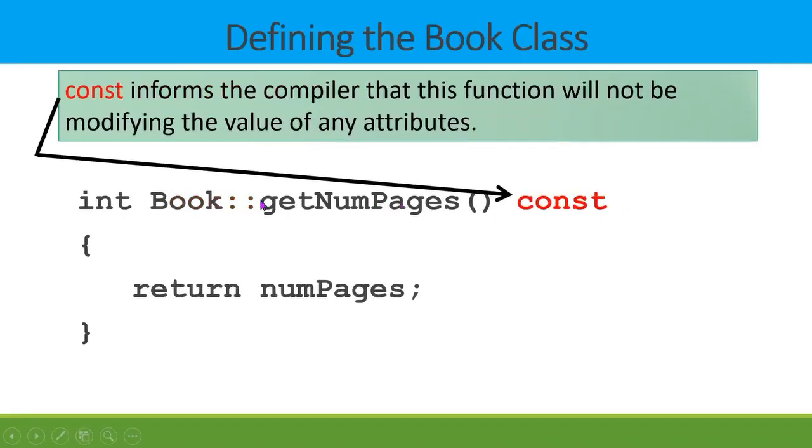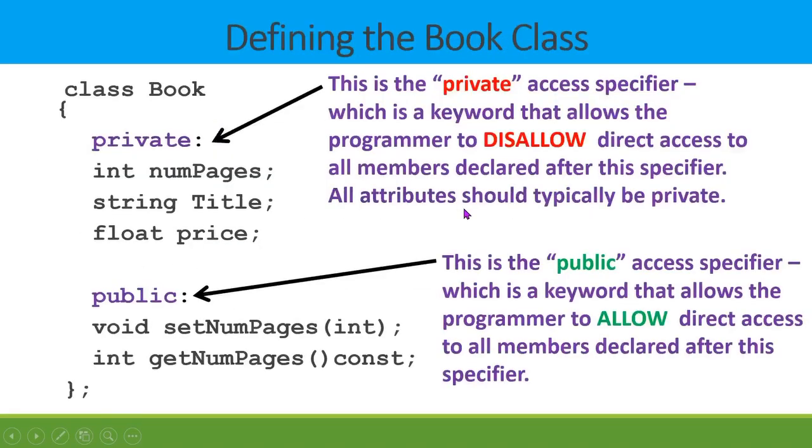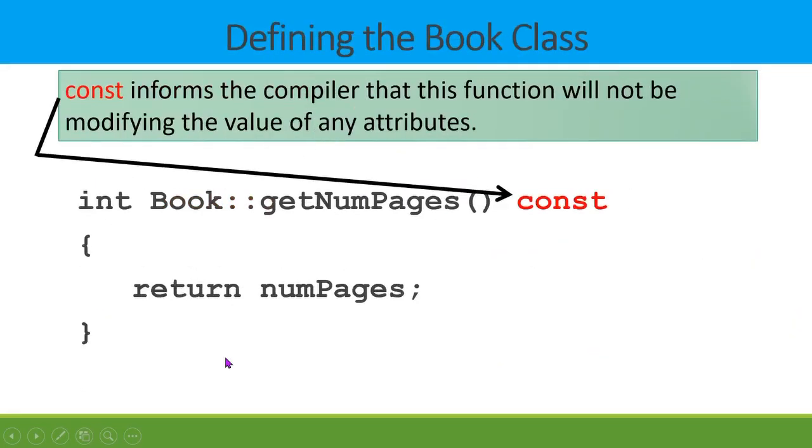Also, I want to point out in the getNumPages function, you might have noticed, back up again, that it has the word const in the function prototype. What this means is I have defined this function as a constant function. Const informs the compiler that this function will not be modifying the values of any of the attributes. So instead, all this function is going to do is return the value that's inside of an attribute, but not actually make any changes to it.